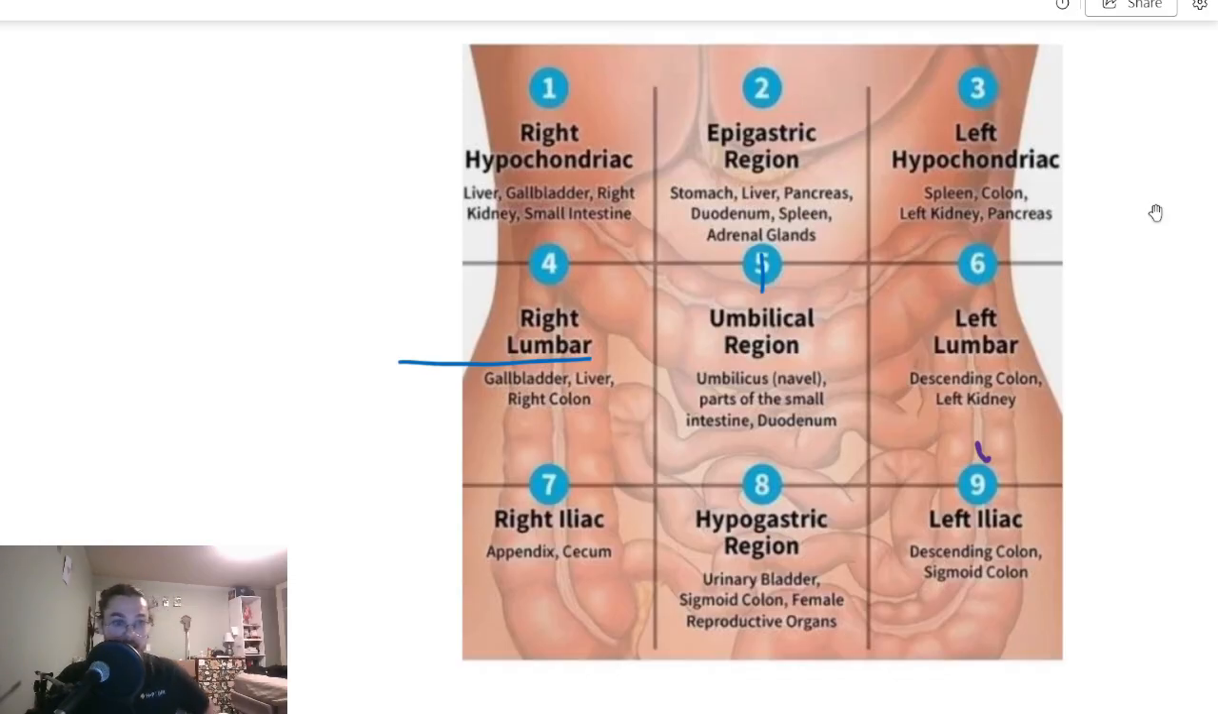Okay. And again, whatever organs are down there are going to be different based on which chromosomes you have and if you have any mutations in your DNA. Next, you have your left iliac, and that's where your descending colon is, and your sigmoid colon, okay? So we talked about that just above this a little bit.